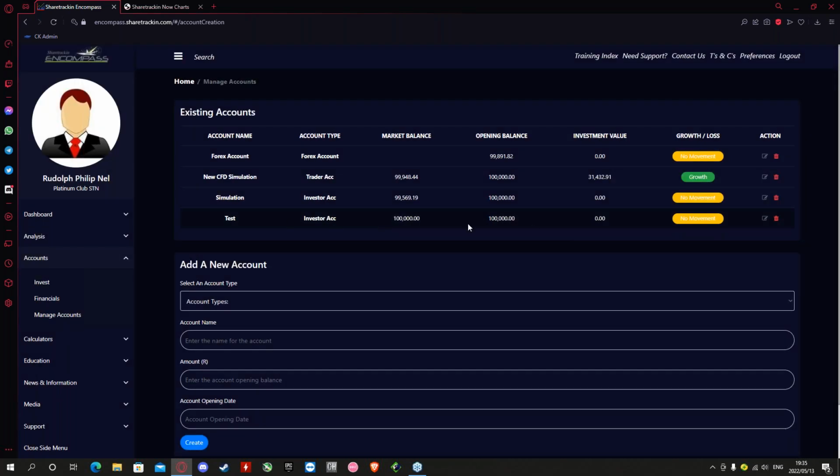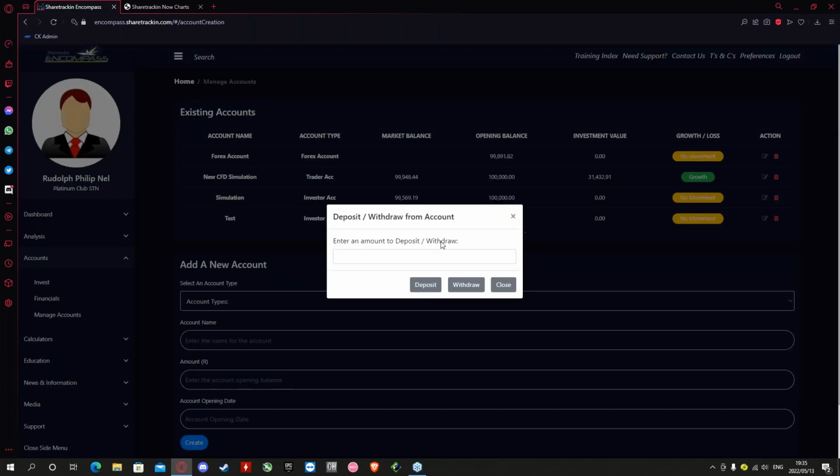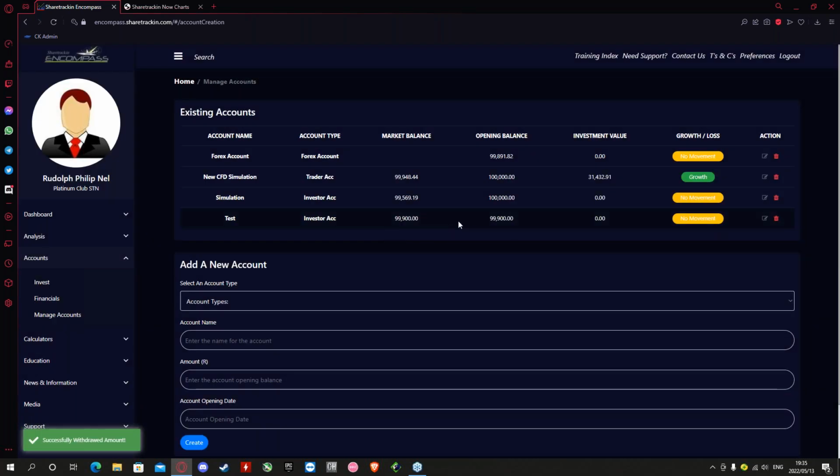If I want to add extra money to that account, I can do it. You won't be able to do it with your simulation though. You can only do it with any other extra account that you have created, like the test account. You can go to that action button, click on it, and you can deposit or withdraw. So if I want to, let's say, withdraw 100, I just say withdraw, and it deducts that from that account.